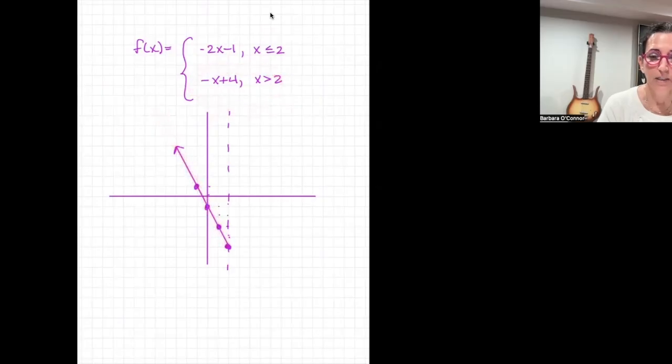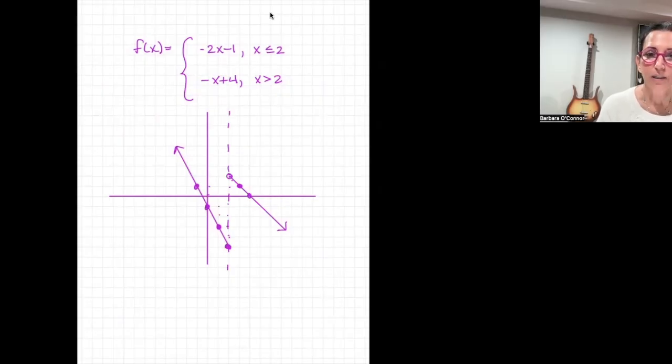So what's happening in this one at 2? Well, I have negative 2 plus 4, which is 2. So (2, 2). And it's an open circle because this is strictly greater than 2. Now my slope of this is negative 1. So from here, I'm going to go down 1 over 1, down 1 over 1, and connect my dots. And there it is. That's all there is to it.